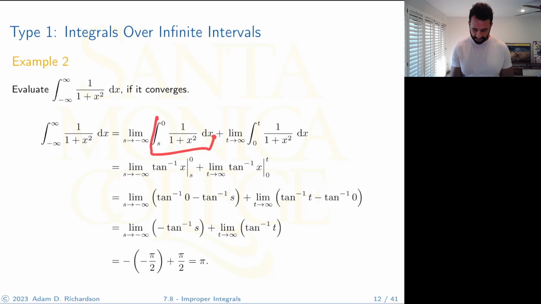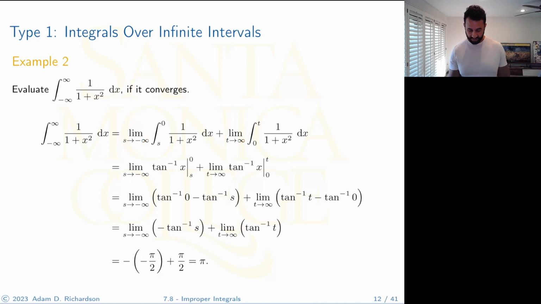And now these are definite integrals. Our function is bounded on these intervals, so these are finite numbers. We just have to compute what those numbers are, and we can do that using FTC2. So here we go. We're taking the limit.